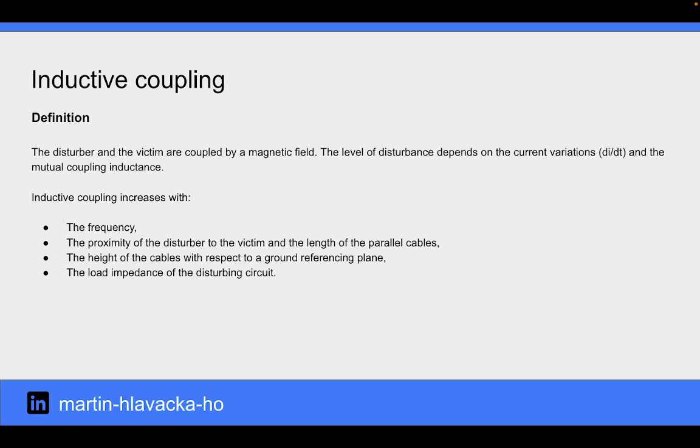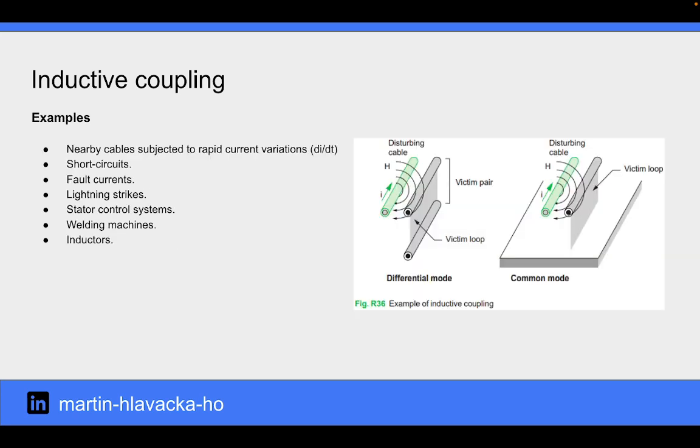Inductive coupling occurs when nearby cables are subjected to rapid current variations: short circuits, fault currents, lightning strikes, stator control systems, welding machines, or inductors.